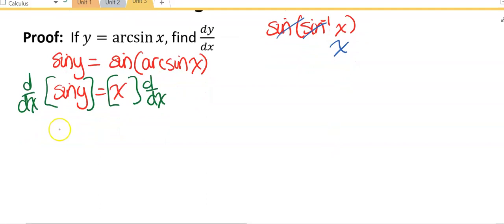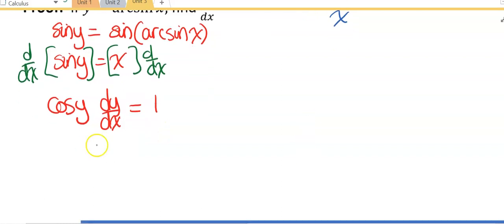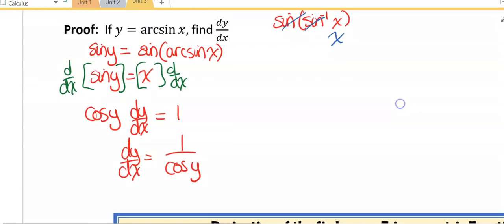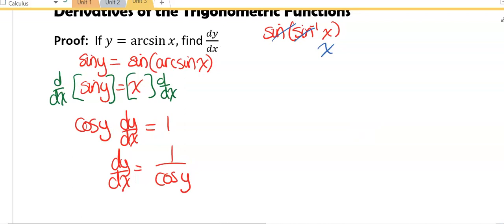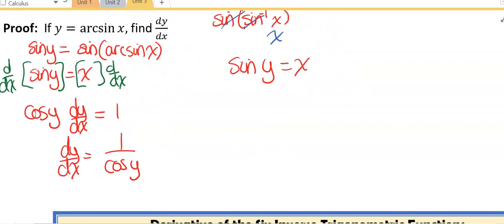So the derivative of sine y is cosine y. This is the derivative in terms of x, so it would be cosine y times dy dx, so the chain rule. And then the right side is just 1. So dy by dx equals 1 over cosine of y. That doesn't really get us to the answer, so we're going to take a step back and look back here. We have sine of y equals x.